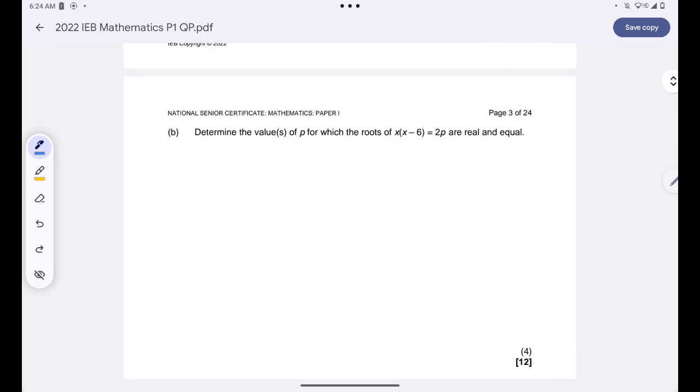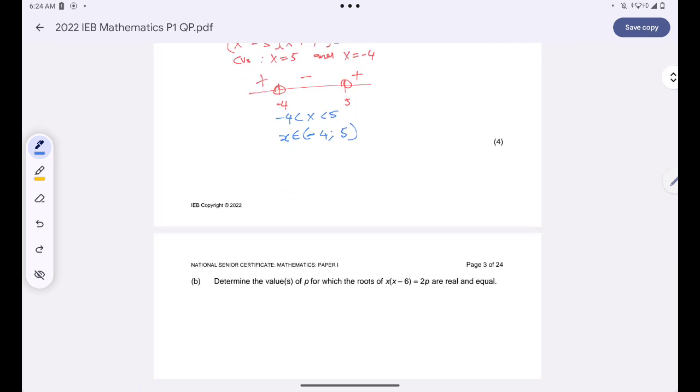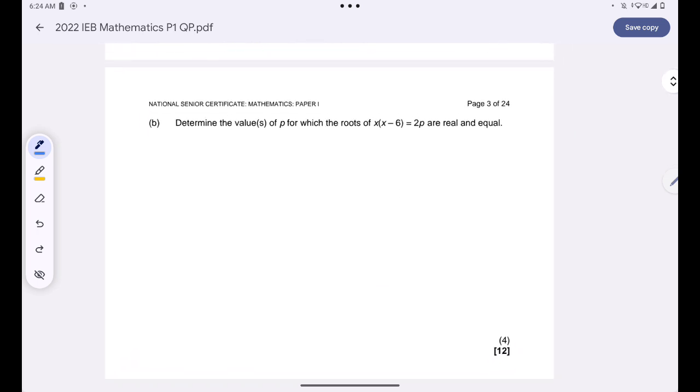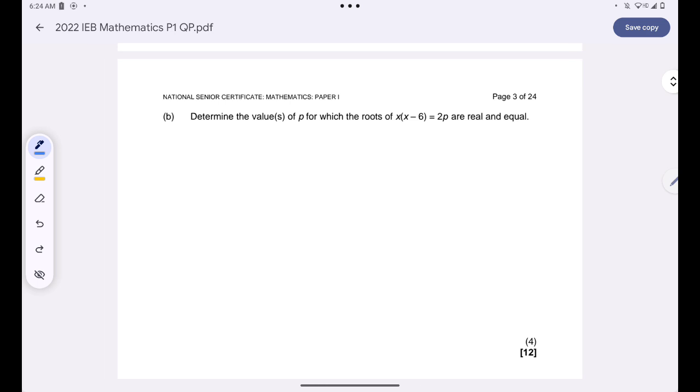Okay, and now let's do question B. We are supposed to determine the values of p for which the roots of this equation are real and equal. For the roots to be real and equal, it simply means that delta is equal to 0. Are you together? But for me to use delta, I must know the values of a, b, and c. I cannot know the values of a, b, and c if my equation is not in standard form.